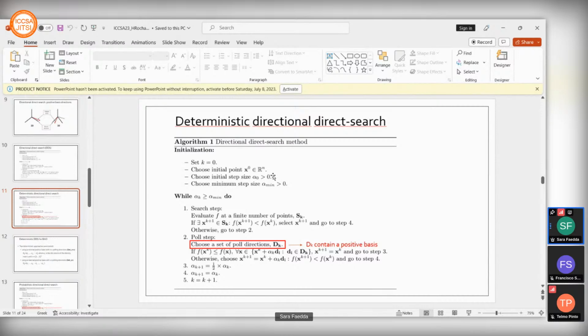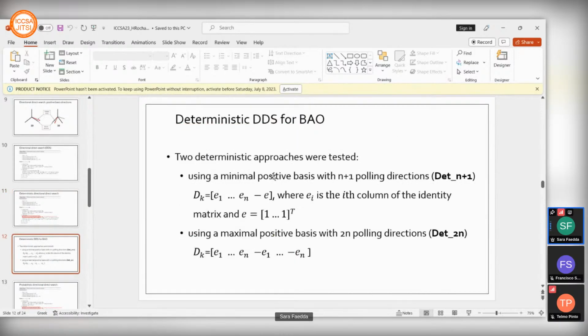But, and we will test two different positive bases, one with n+1 directions, which is a minimal basis, and one with 2n directions, which is a maximal basis. We have been doing this for some time, so the results of these two should be good. But if we have a large space, a large n, and particularly knowing that our objective function is expensive, this can take some computational time. So computational time for these methods is a burden.